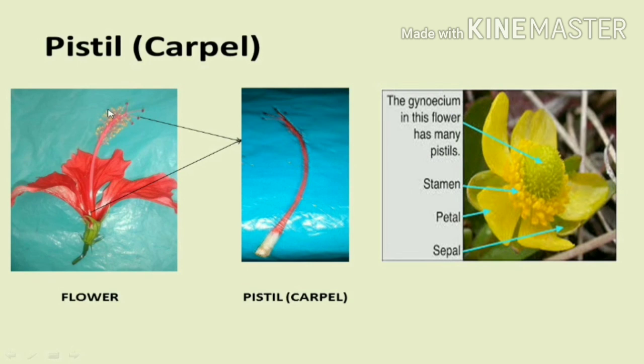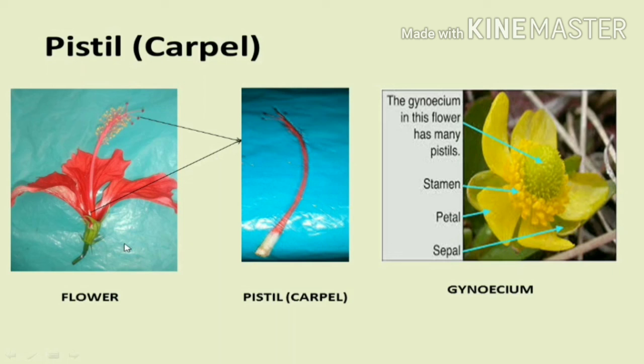Hibiscus flower contains a single pistil or carpel, whereas in a few flowers you can see many such pistils which are collectively called gynoecium. Likewise, we call the collection of stamens androecium. The collection of pistils or carpels is called gynoecium, and this gynoecium forms the fourth whorl of a flower.